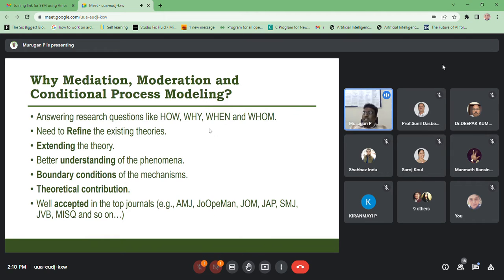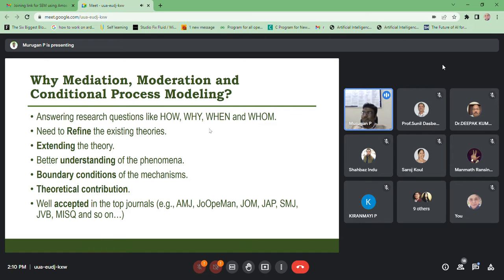Now, beyond that, what else is the reason why most people are using mediators and moderators in their research? Basically, there are four types of research questions one can answer with the help of mediation and moderation. The first two types of questions are how and why. These can be answered with the help of mediation analysis. When and whom types of research questions are answered with the help of moderation analysis or moderation hypotheses.